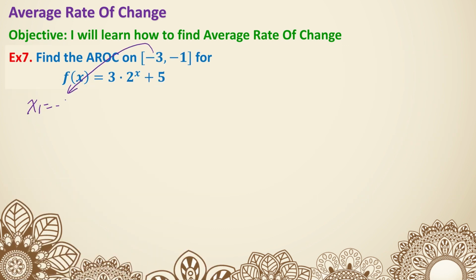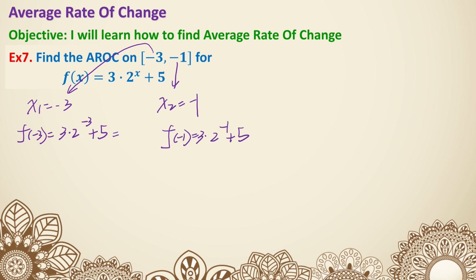Example 7, x1 equals negative 3 and x2 equals negative 1. Let's plug them in. F of negative 3 is 3 times 2 to the negative 3 power plus 5. And the second one is f of negative 1, that is 3 times 2 to the negative 1 power plus 5. So the second one is going to be, that's a 3 times a 1/2, so 3 halves plus 5 is a 13/2. As for f of negative 3, that's going to be 3/8 plus 5. So it's going to be 43/8.